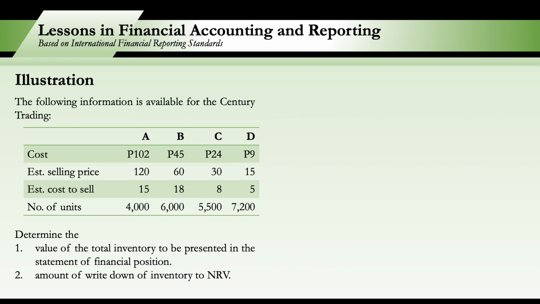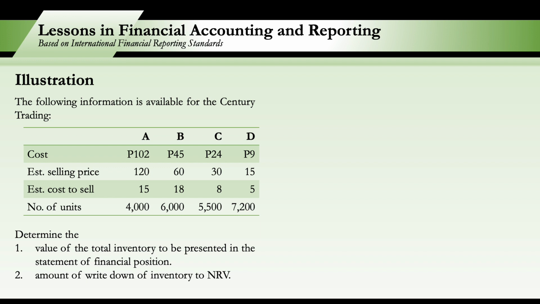Another illustration, the following information is available for the Century Company. So we have 4 items of inventories for the company. So we have item A, B, C, and D. So we have the costs, 102 for A, 45 for B, 24 for C, and 9 for D. And then we also have estimated selling prices and estimated costs to sell. And finally, the number of units. Determine the value of the inventory to be presented in the statement of financial position and the amount of write-down of inventory to net realizable value.